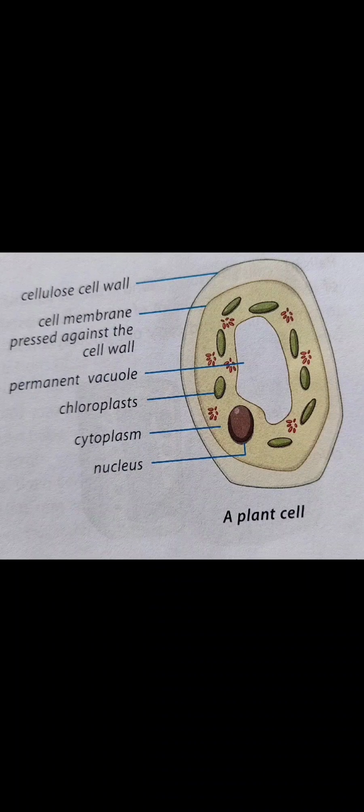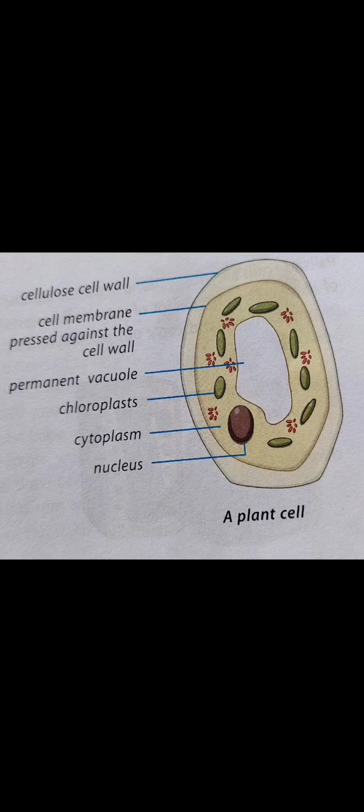Here you can see a diagram of the plant cell. In the plant cell, there is another membrane outside the cell membrane, called the cell wall, and it is made up of cellulose. Then comes the second membrane, called the cell membrane. Then you can see the whitish area, called the vacuole. The vacuole is much bigger in the plant cell as compared to the animal cell.